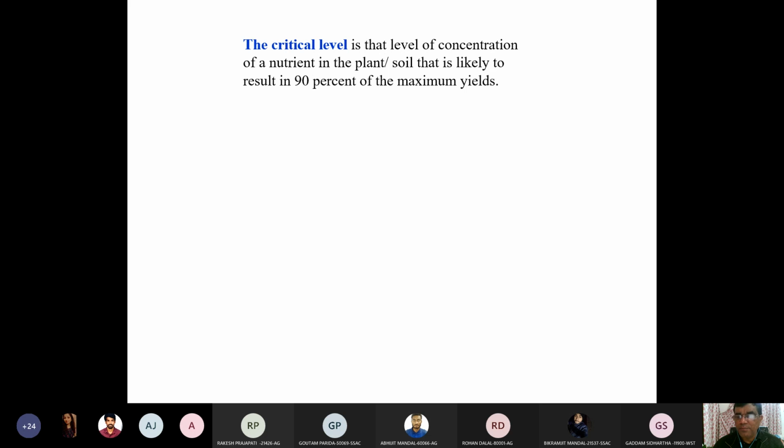So the critical level of a particular nutrient is decided based upon three aspects. Number one, the species, as it varies from one species to another. Number two, the stage of the plant you are analyzing. Number three, which part of the plant you are analyzing. Based upon these three, you decide the critical concentration level for deficiency or for toxicity.